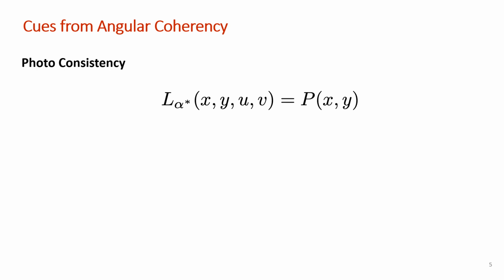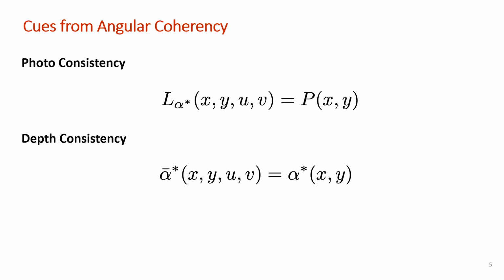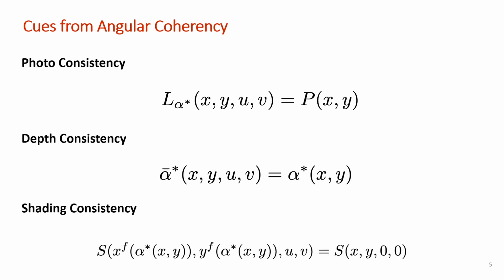Namely, for photoconsistency in L alpha star, for each pixel, since all the angular rays are converging to the same point in the scene, the angular pixel colors converge to P(x, y). For depth consistency, all the angular pixel values should have the same depth. While for shading consistency, L alpha star is viewpoint independent.